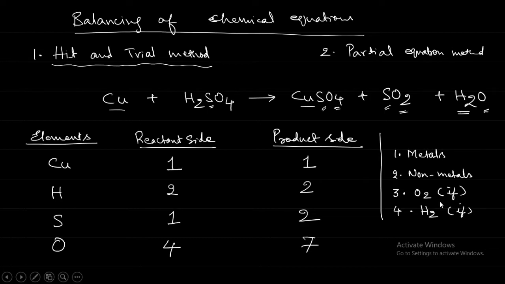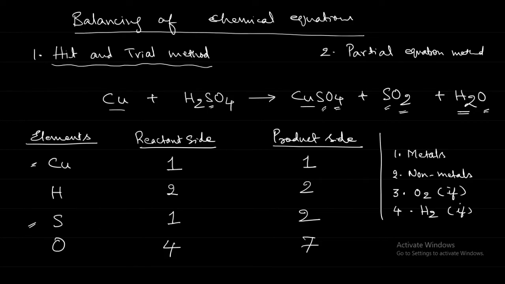Now for example, what are the metals here? Copper. Only copper is there, no? So copper on the reactant and product side are both the same, so there is no need to balance the metal. Next, non-metals. What are the non-metals here? Hydrogen, sulfur and oxygen, all three are non-metals. But oxygen and hydrogen we will see separately in this sequence. So first we will see sulfur.